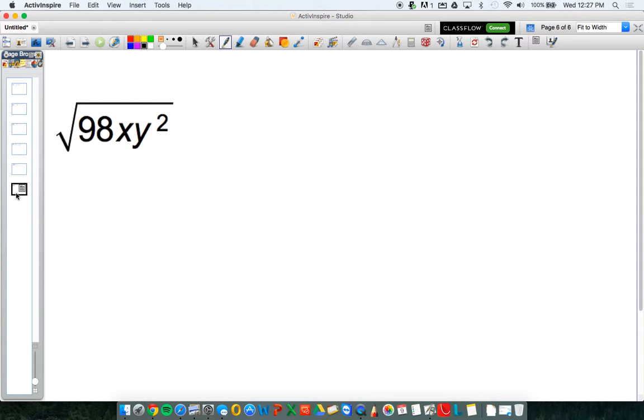This question you have to do a couple of different things on in order to get it to work. You're going to have to deal with the number, 98, and you're going to have to deal with the letters. Now, 98, let's take it a step at a time. 98 can be broken down into 2 times 49. X, it's just a single x, so there's nothing to do there. And y squared has an even exponent, so we can square root that.